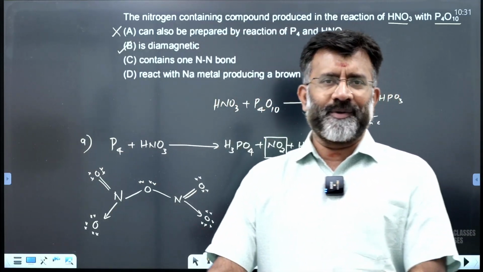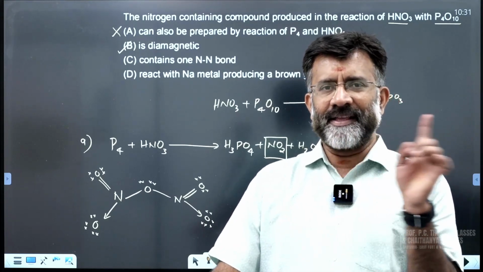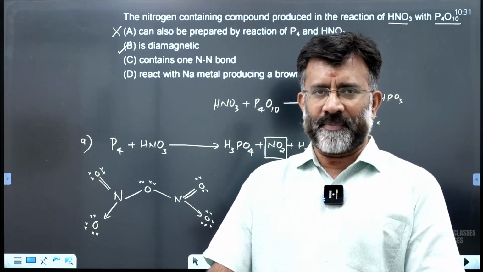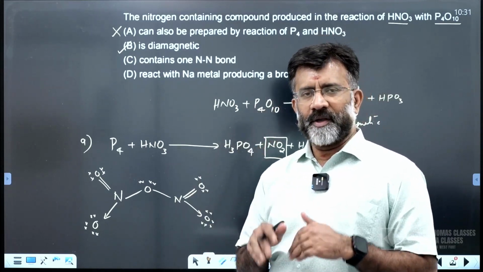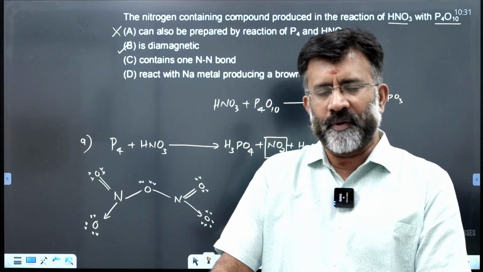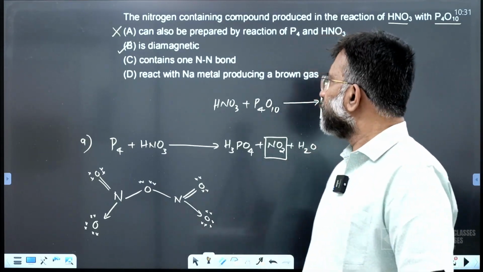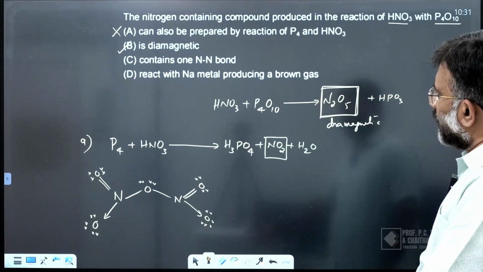Even without counting that, you can comment: as many nitrogen, 1 lone pair each. 2 nitrogen, 2 lone pairs. Oxygen, 5. 5 into 2, 10. 10 plus 2, 12 lone pairs in N2O5. It is not paramagnetic, it is diamagnetic. Now, does it contain one NN bond?